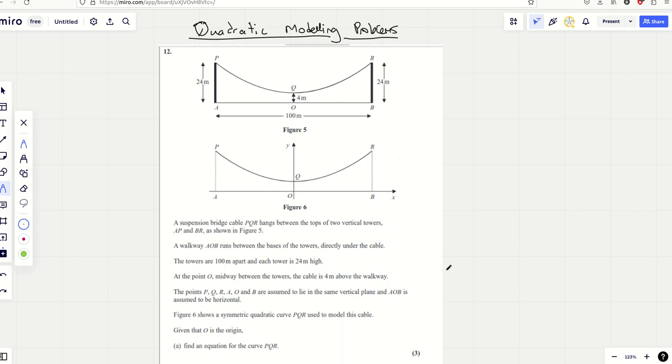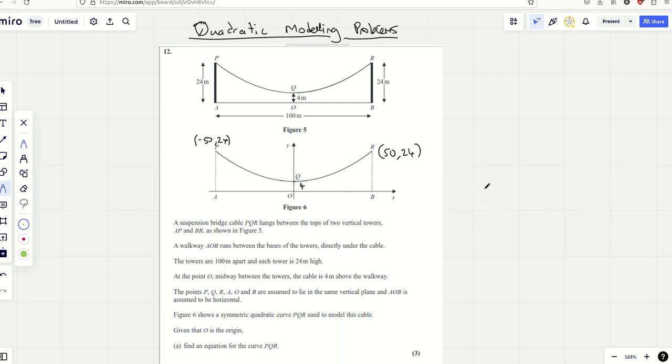Well, I suppose I'm going to start off by saying, I can see some of the coordinates here. I can see it's supposed to be going through 4. But I can also see that it's supposed to be going through the point 50, 24 over here, and minus 50, positive 24 here. So I've got 3 points which it's supposed to lie on.